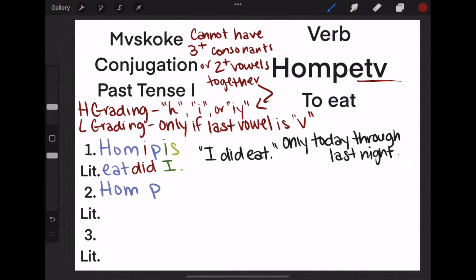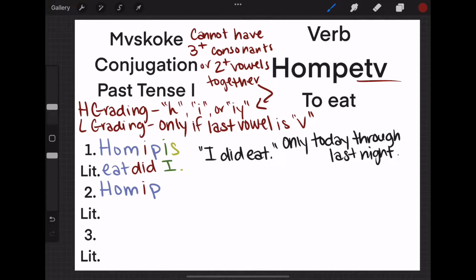Now it's important to note that past tense 1 is only past tense for today through last night. So whenever we say homeibes, we're saying I did eat today or sometime through last night. So when we say homeibes, it can't mean I ate 2 days ago. There is a past tense to say I ate 2 days ago, or I ate 20 years ago, or even longer, but those will be different videos in the future.